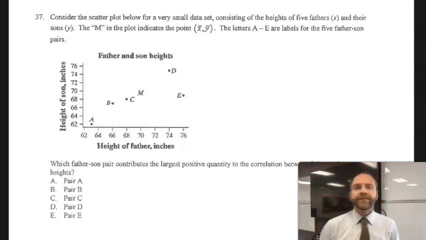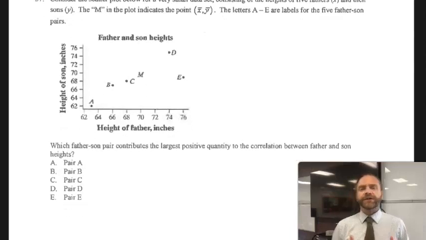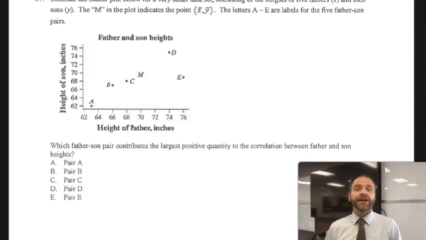We're looking at question 37 on the AP Statistics Midterm Review Packet, and we're told that plot M indicates the coordinate x bar, y bar, the mean of the x values and the mean of the y values. And A through E are just the 5 father-son pairs. Now this question is asking us which father-son pair contributes the largest positive, there's a direction given to us, quantity to the correlation, which is your R, between father and son heights.